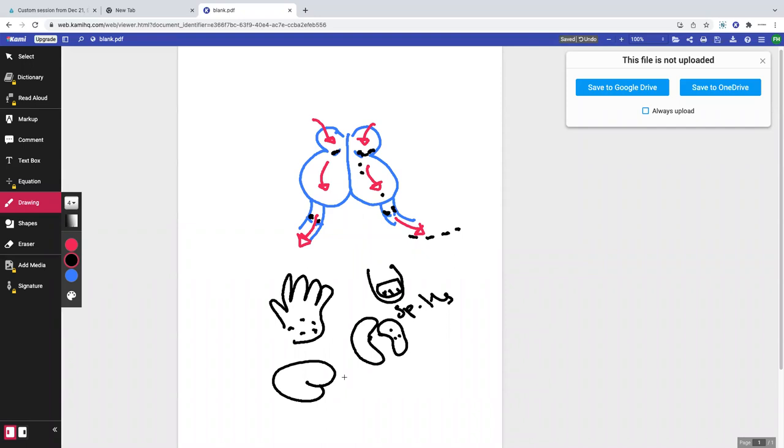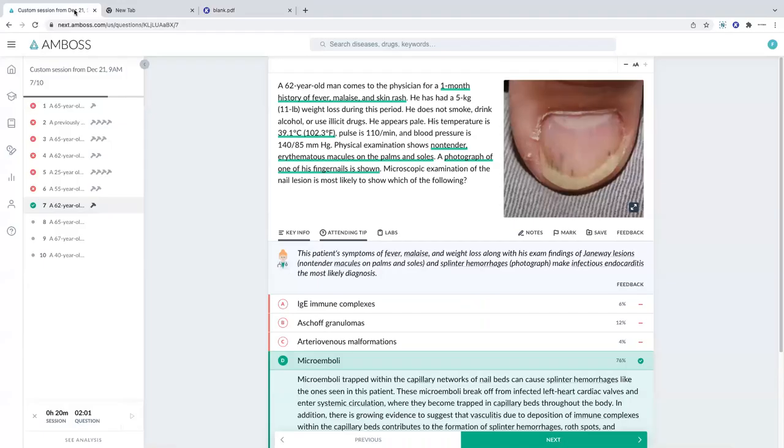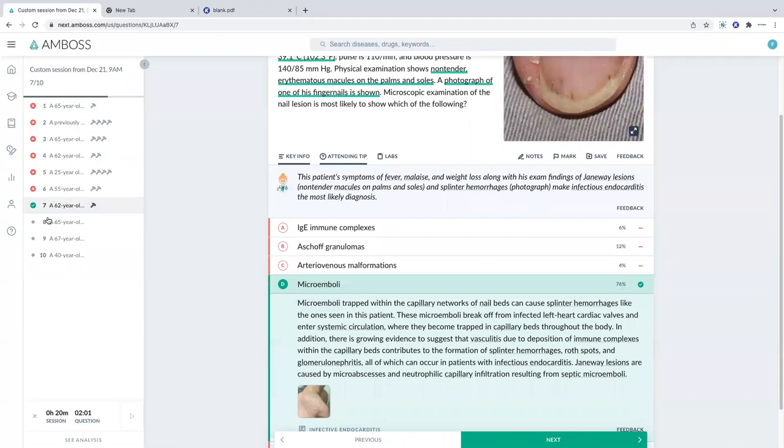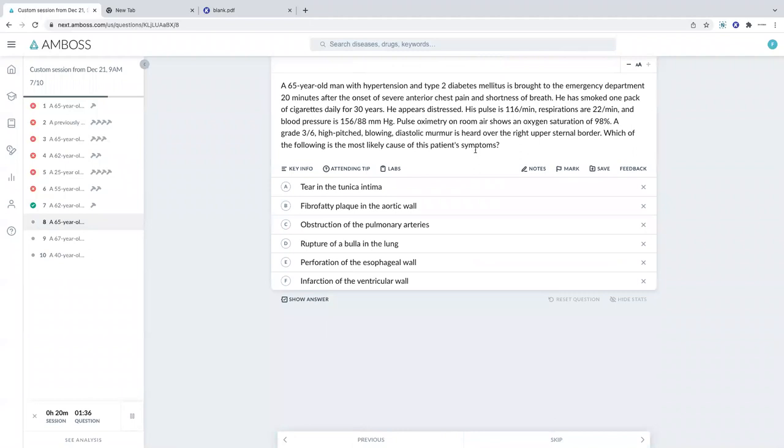Okay, so that's that. So we'll talk about infective endocarditis today, and then we'll move forward. Okay, so this is a microemboli. That's the reason. Okay, microemboli. Which of the following is the likely cause of these patient symptoms? Which one did you guys choose over here? Fast answers, please. Which one did you guys choose?